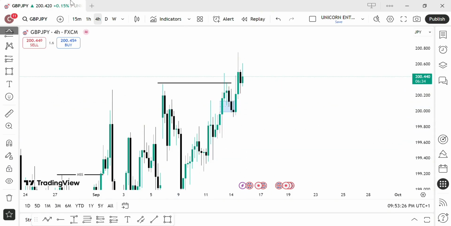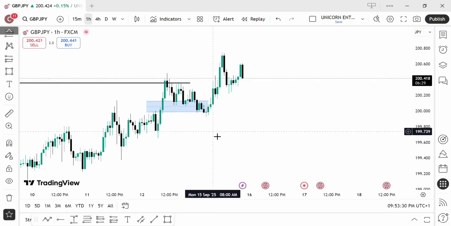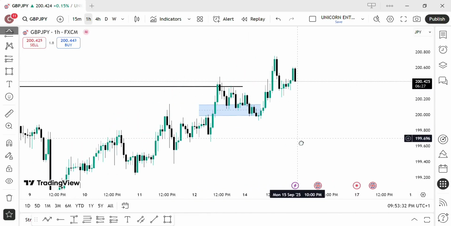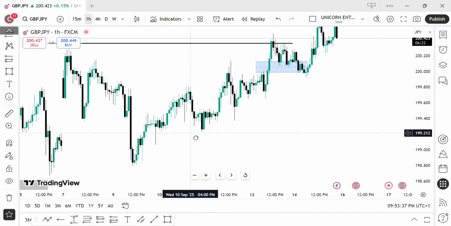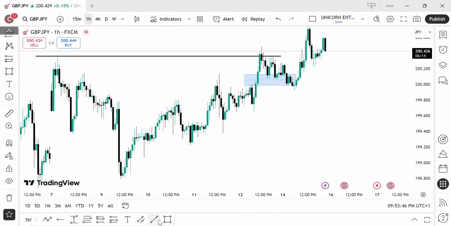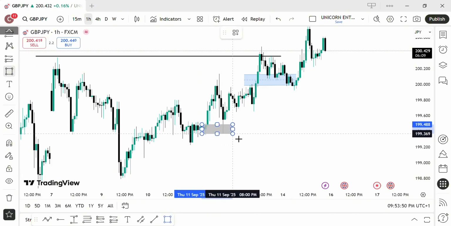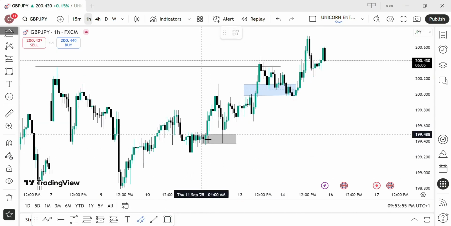Now if we go to a lower time frame, let's see the 1 hour time frame, right? On the 1 hour time frame, it is even clearer because we can see that this is a low, this is a high, a low, a high, higher low, higher high. Now look at this. This is another block, a reference point that has a small fair value gap here.